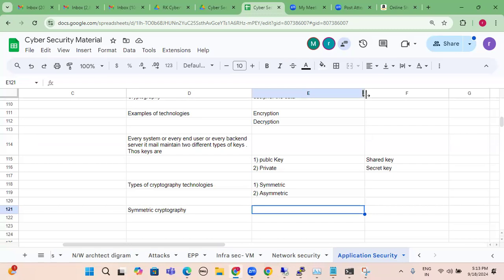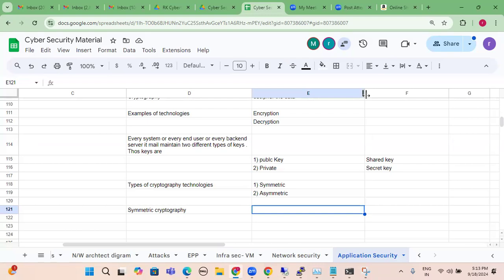Then where does asymmetric come in? Two different types of keys are used for encryption and decryption. That is called asymmetric. What are the practical use cases here? VPN authentication, RDP authentication, website authentication, even email authentication and WhatsApp authentication. All these different places we can use asymmetric cryptography technologies. One key is for encryption and the second key is for decryption. That is called asymmetric.